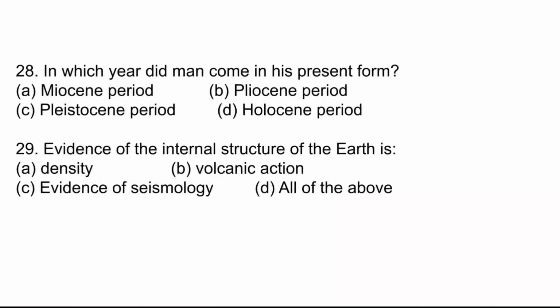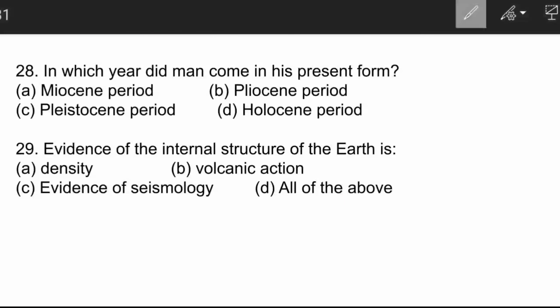The next question is, in which year did man come in his present form? It's very easy and it's heard very often. So it will be Pleistocene period. The next question is, evidence of the internal structure of the earth is density. Yes, we read the density of materials to get evidence of the internal structure. Evidence of seismology like earthquake, volcanic action. That's correct. So D will be the correct answer.